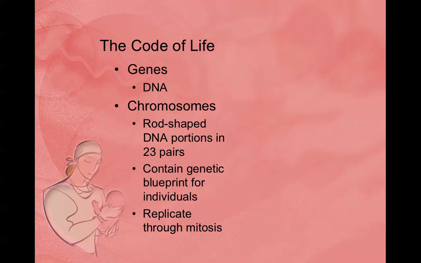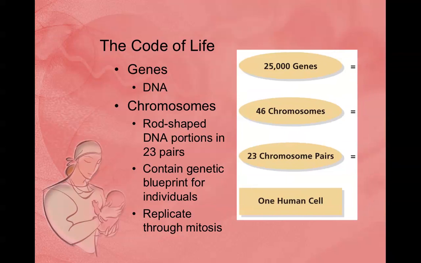The code of life, the DNA, which is in the genes, is transmitted from both the male and the female. There are 46 chromosomes in a human cell. 23 come from the male sex cell or sperm, and 23 come from the female sex cell or the ovum.